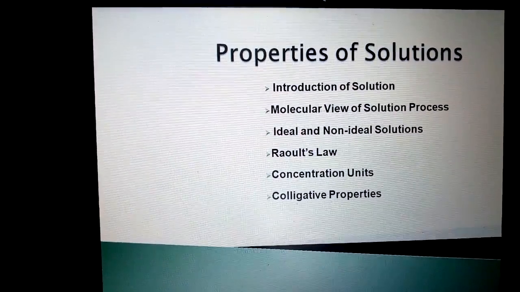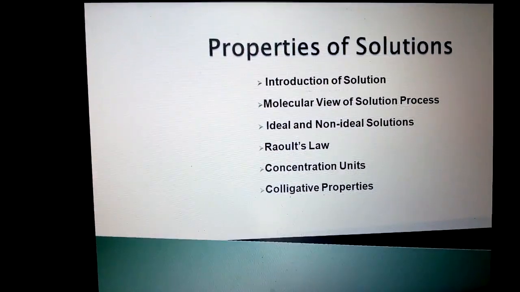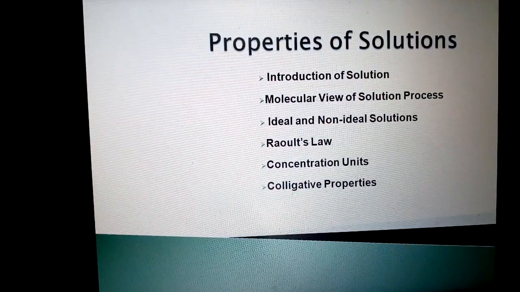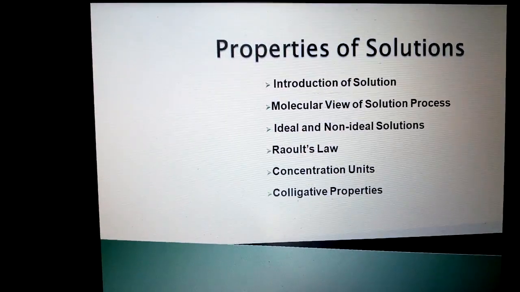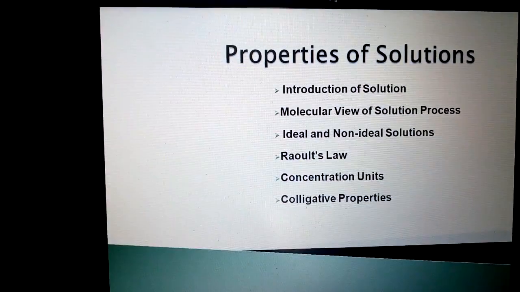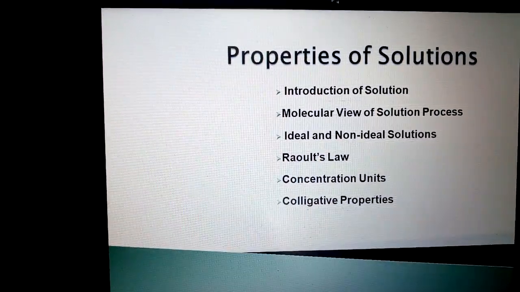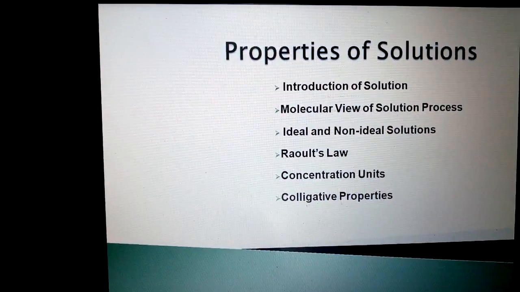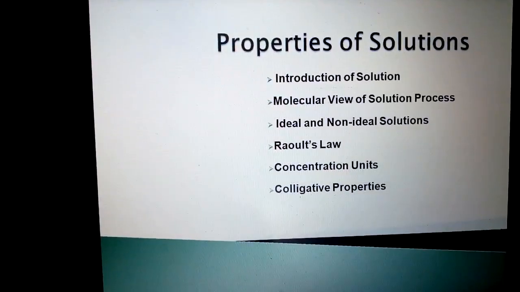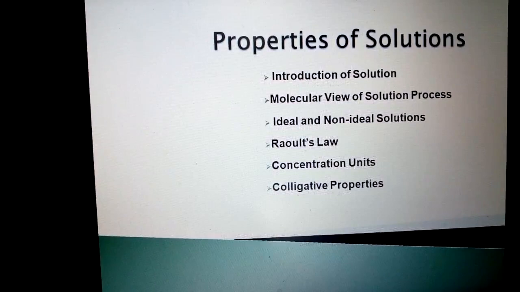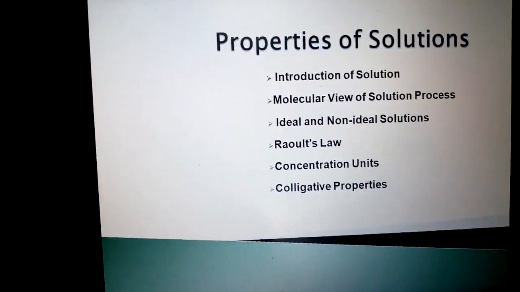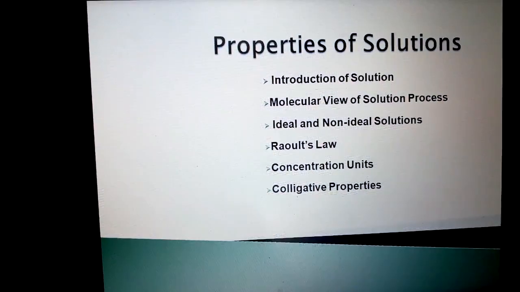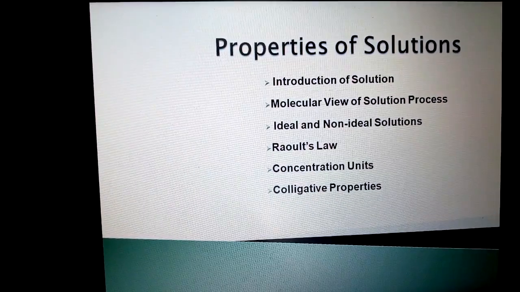So first topic is introduction of solution. In this presentation we will cover introduction of solution and the molecular view of solution processes: how the solution at the molecular level is formed, what is the basic mechanism behind the solution process, and what will be the energetics of the solution process when we dissolve some solute in a solvent. So these topics will be covered in that presentation.